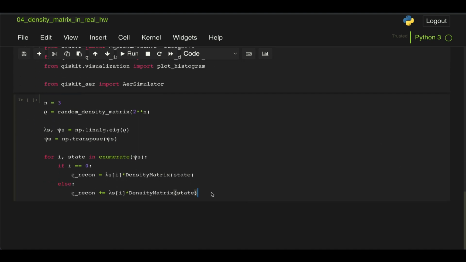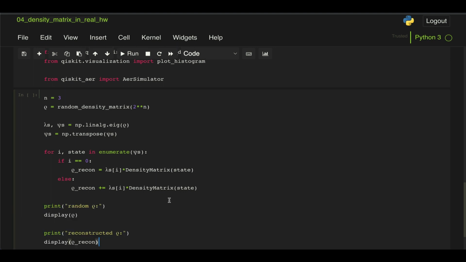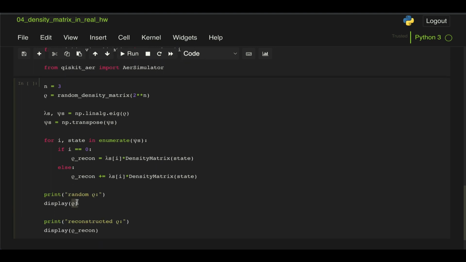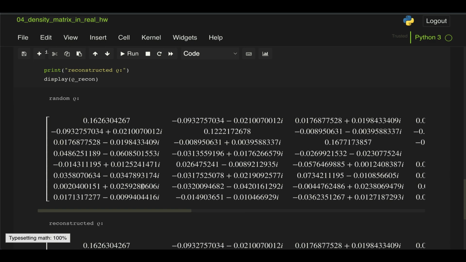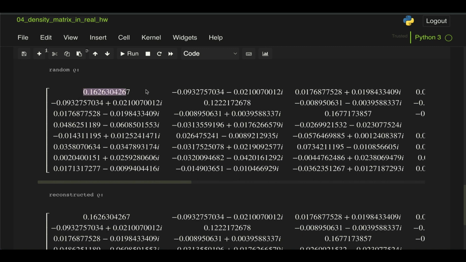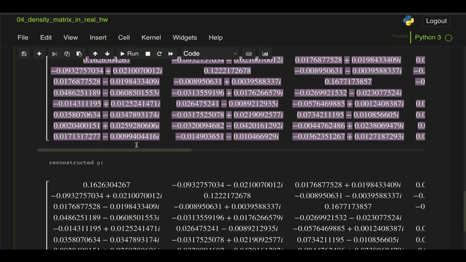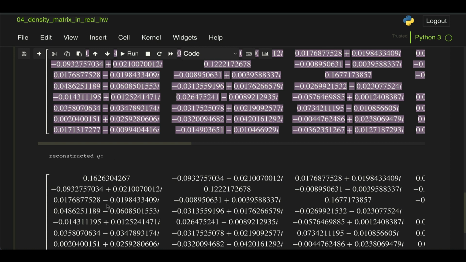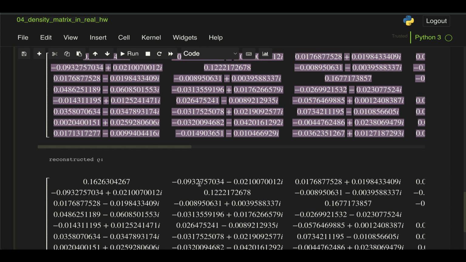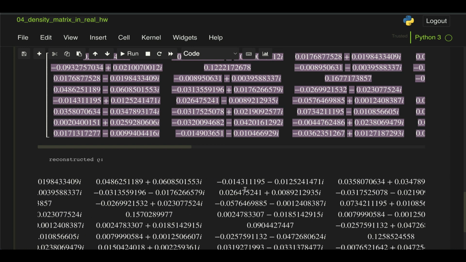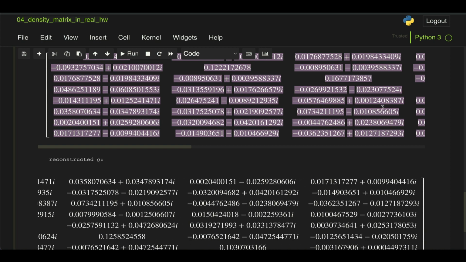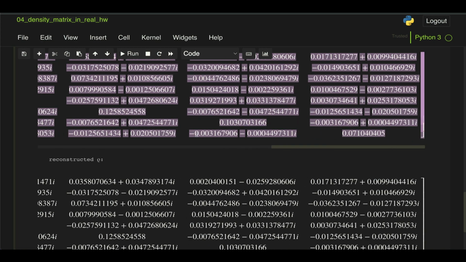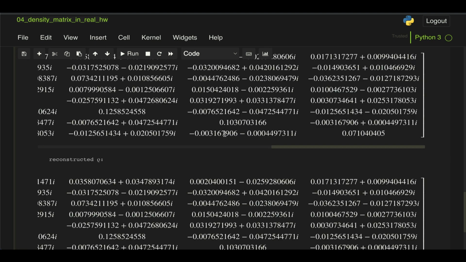And then as a sanity check, let's just print both of those to see if our randomly generated density matrix matches the reconstructed density matrix. So here we have it. It's a completely random density matrix, and the reconstructed one looks exactly identical. You can look into it carefully if you want and make sure that it does indeed match. So here we have an 8x8 matrix because we have a total of 3 qubits.